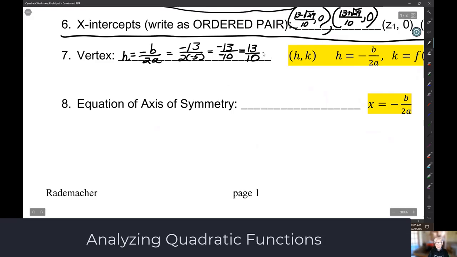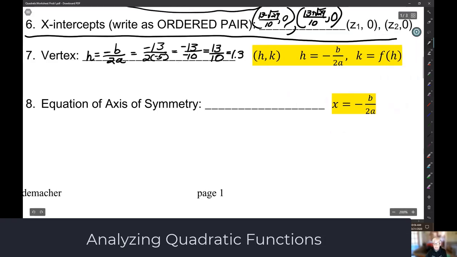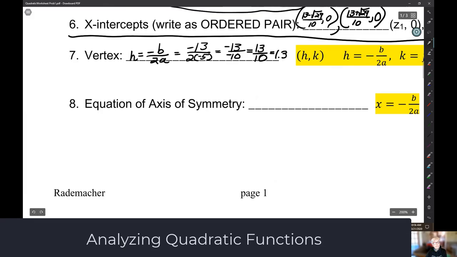Okay, and you could probably get away with writing this as 1.3, because when you divide 13 by 10, you get 1.3. It's a terminating decimal, it ends, so that means it's an exact answer, unless they say they want fractions. You know how they are.